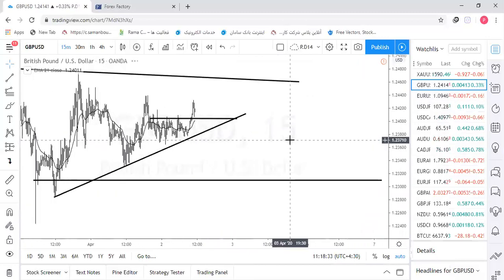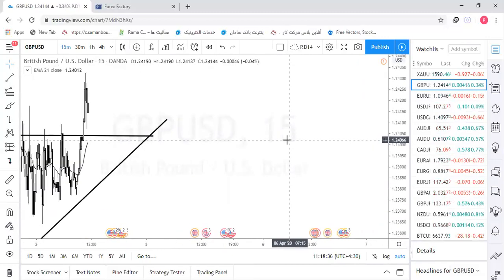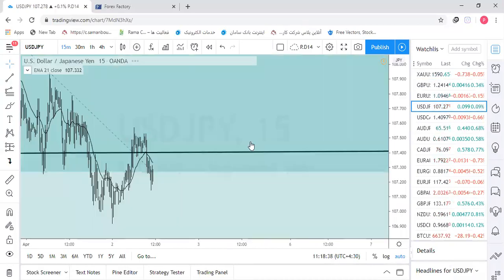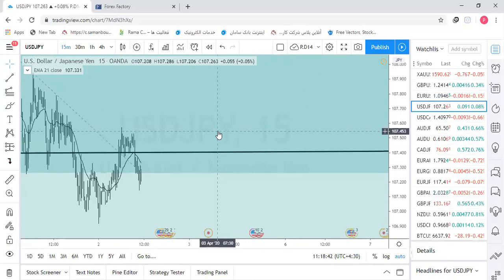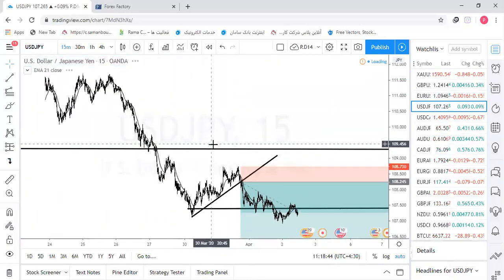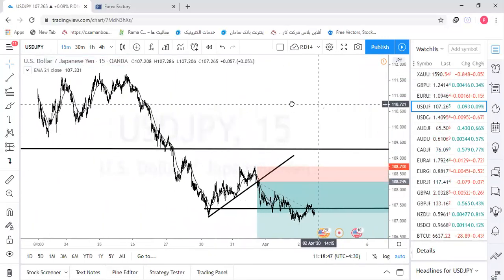GBPUSD looks like still bearish. To wait. USDJPY. Okay, for re-enters, I don't see anything right now, so leave the pair. If you have not this right now, just leave the pair.